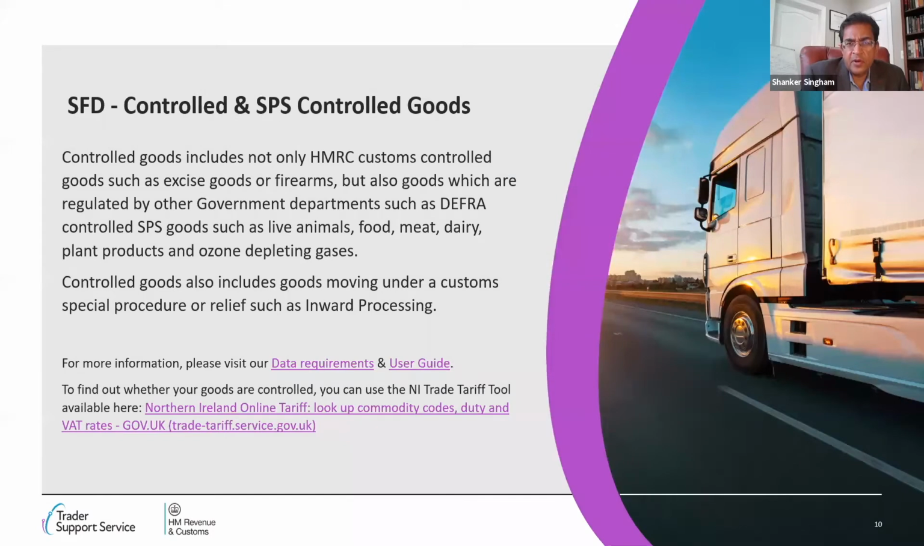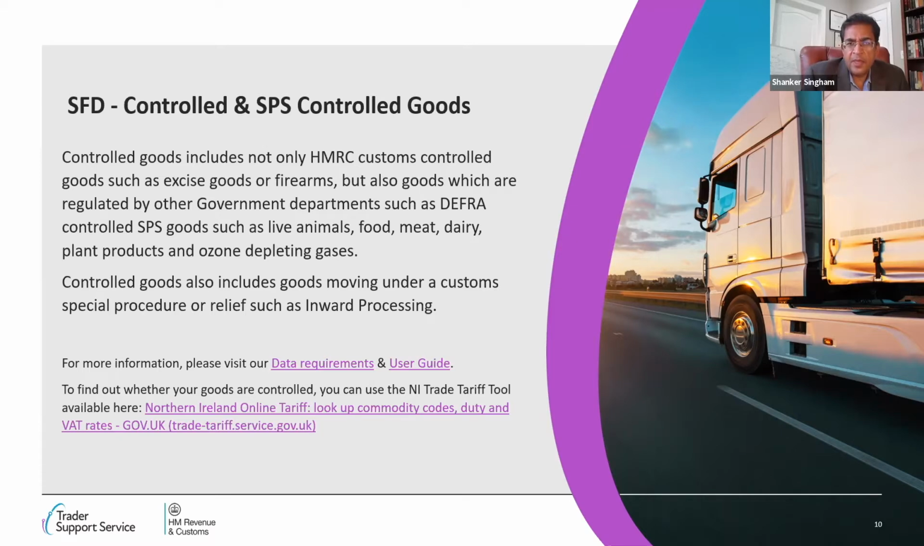piece of this, but just very quickly, a note on the simplified frontier declaration for controlled goods. When we say controlled goods, particularly what we're talking about are the SPS controlled goods, which are the DEFRA controlled goods. Control in the TSS context means other government departments. There is, of course, a very specific definition of customs controlled goods. We're talking about a broader category than that.